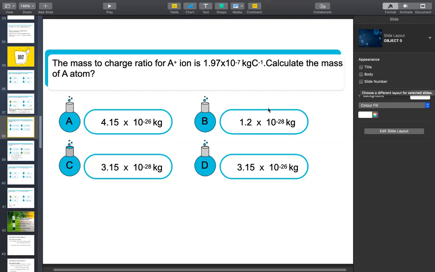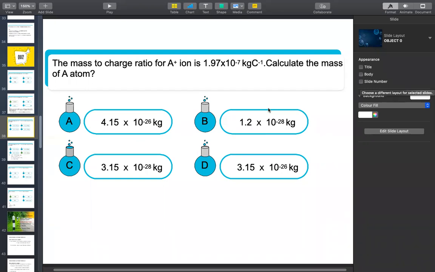Okay, A plus ion. A plus ion means plus one charge. Plus one charge means the charge of one proton. The charge of one proton is 1.6 into 10 power minus 19. So you can calculate from the charge by mass ratio. The charge by mass ratio is given, so you can calculate the mass of the atom. Because mass divided by 1.6 into 10 power minus 19 will be 1.97 into 10 power minus 7.